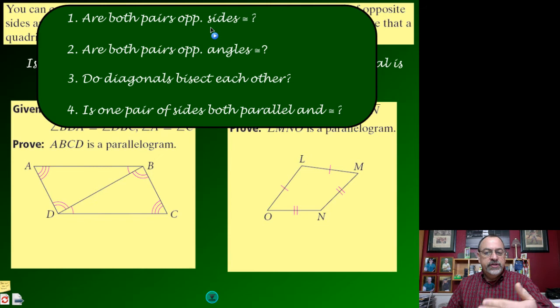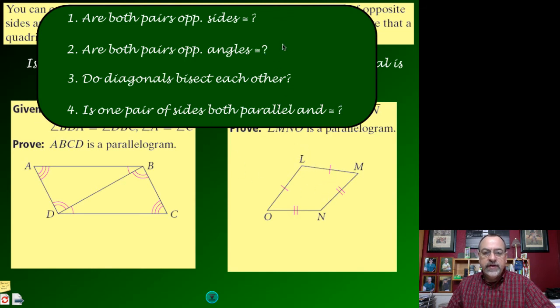Okay, so you just need to have these four questions and then just go through each one and see if you can, by the tick marks, or maybe by some conclusion, if you're told something is a bisector or something, can you conclude that any of these answers are yes? And if you can, you have a quadrilateral that's a parallelogram.